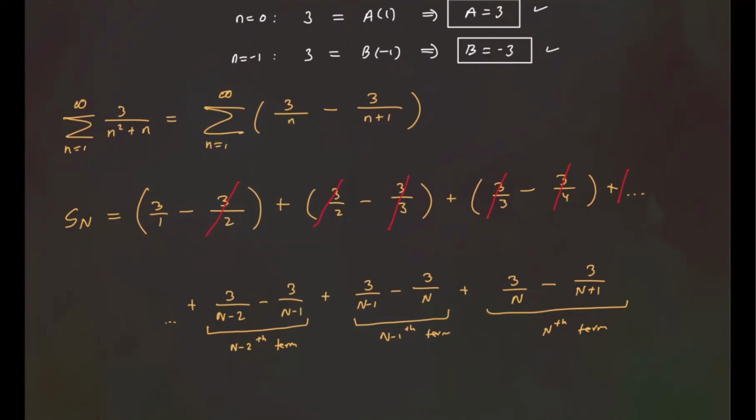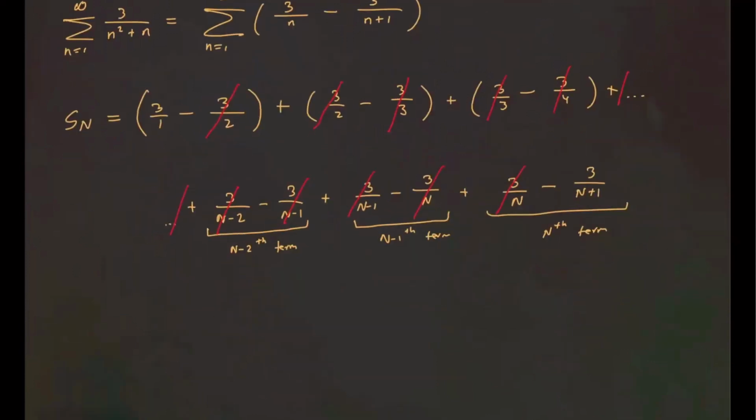Now, if you look at the last few terms, this one right here, 3 over N plus 1, doesn't appear anywhere here. So that means that term is not going to cancel. But 3 over big N minus 3 over big N cancels, this one with that one. So you see that all of these collapse. So our S_N, the nth partial sum, simply becomes 3 minus 3 over big N plus 1. So that is your S_N.